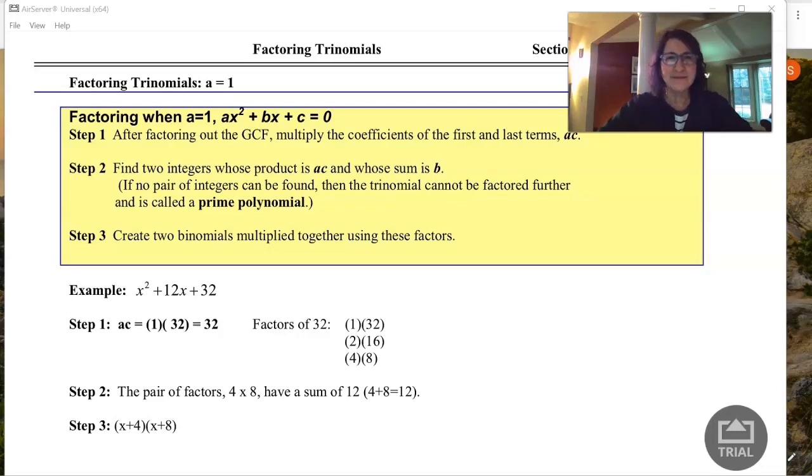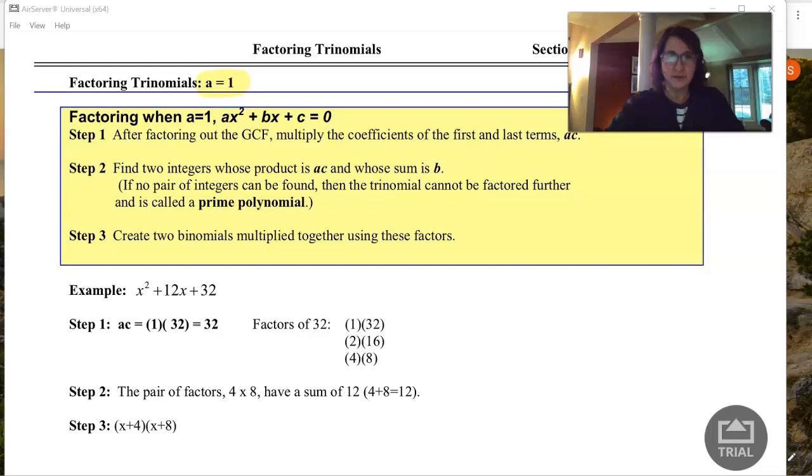So now we're going to dive into factoring trinomials. This is going to be where we have a polynomial with 3 terms. And the very first thing we're going to do is look at factoring trinomials where your a is equal to 1.